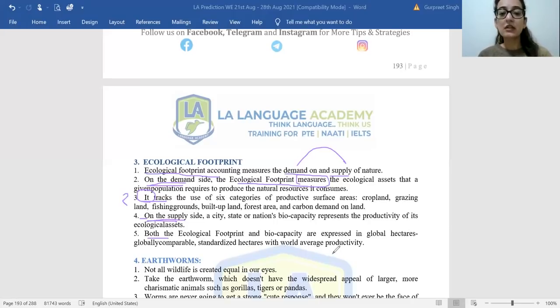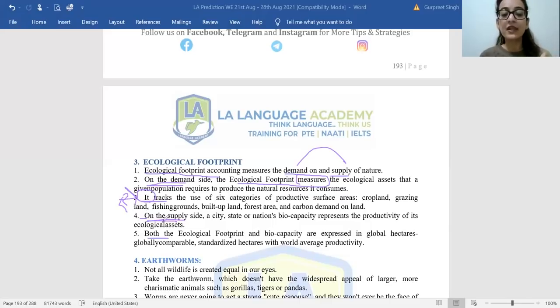One question that can arise in your mind is how will we know that on the demand and supply side will have this sentence saying it in between? So this is important. Whenever we have pronouns, you have to fit that sentence with a sentence which has something that can be replaced with the pronoun.